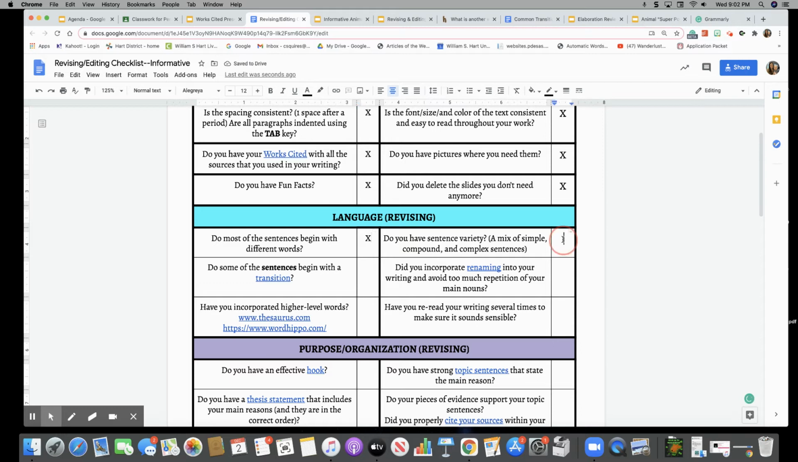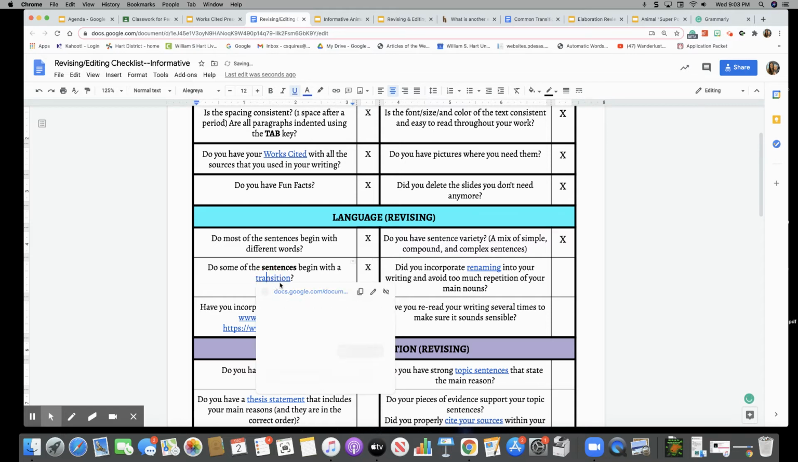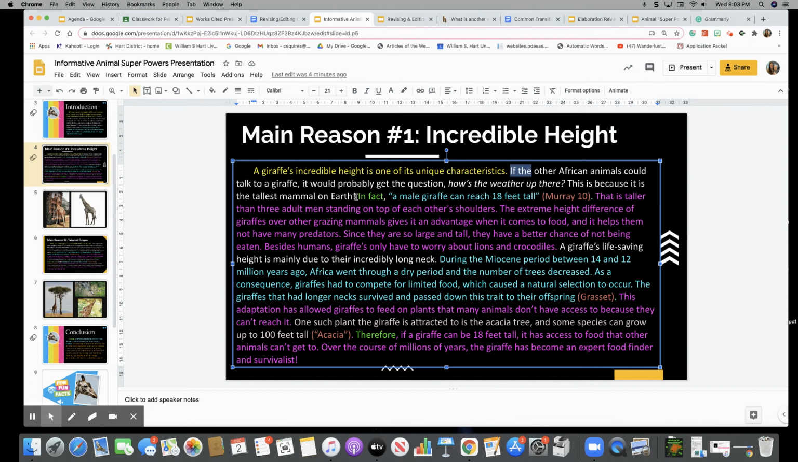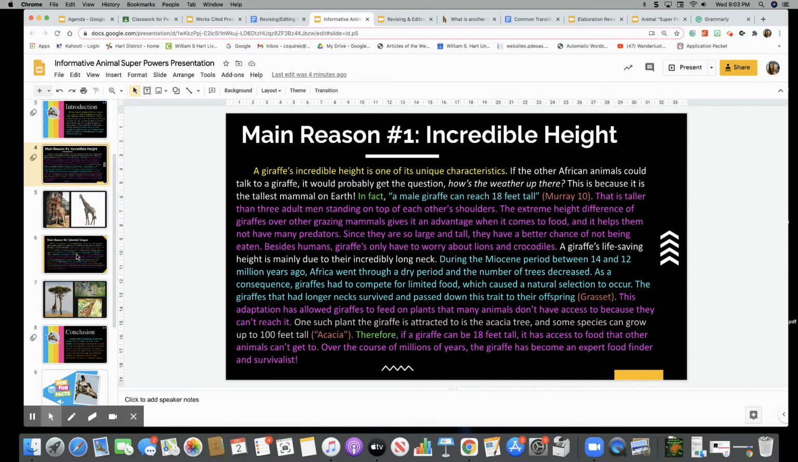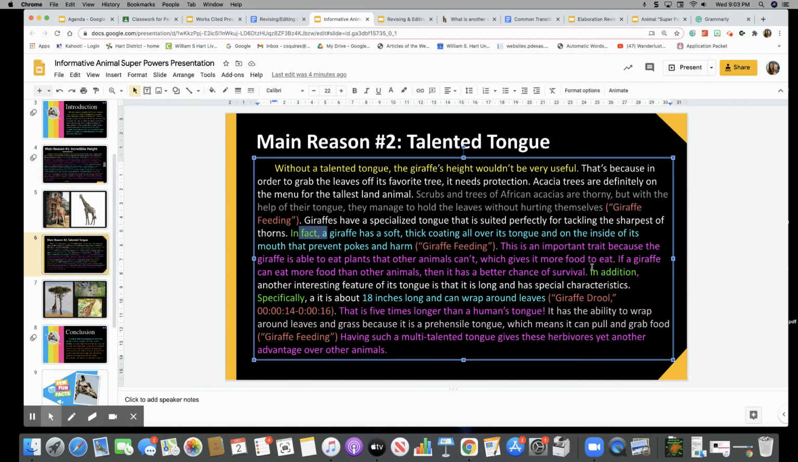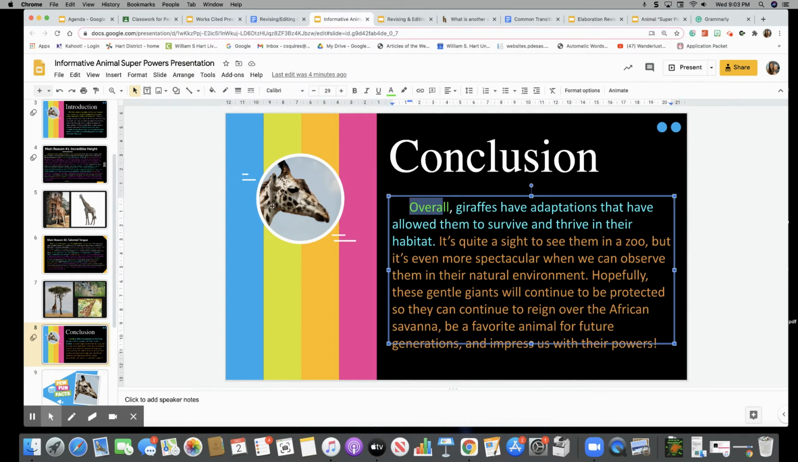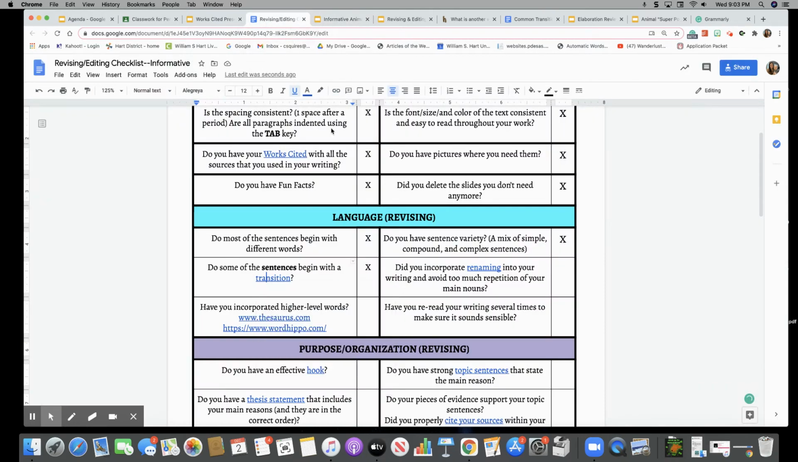Do you have sentence variety? We've talked about this, but do you have a mix of simple, compound, and complex sentences? Do some of the sentences begin with a transition? Yes. And again, here is my list of transition words to help you. When you notice, I have "in fact," I have "therefore." For this one, I have "in fact" again, I have "in addition," I wrote "specifically," I have "overall" for my conclusion. So yes, I did use quite a few transition words.